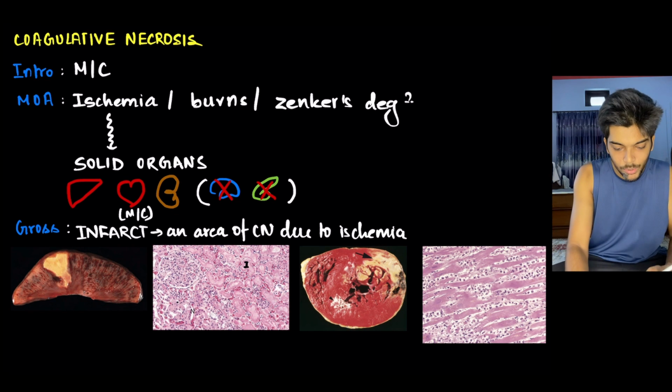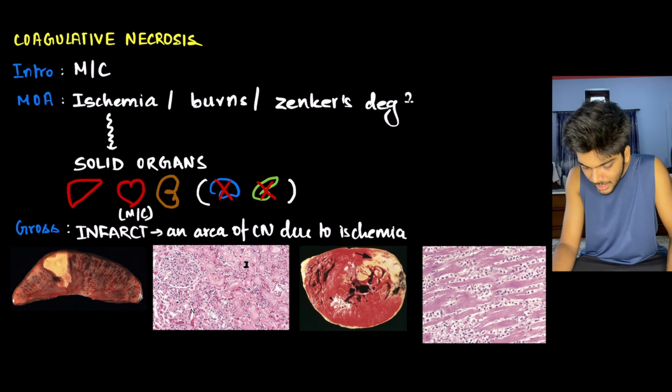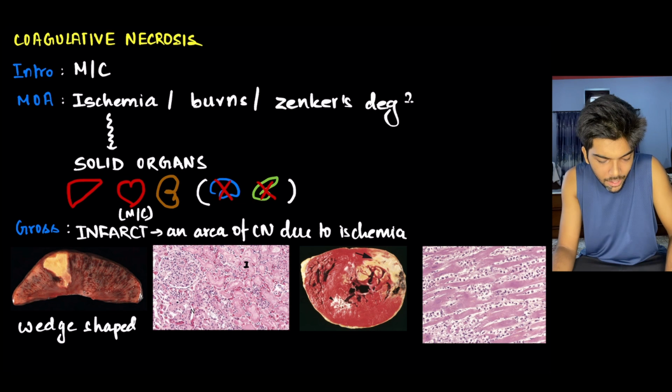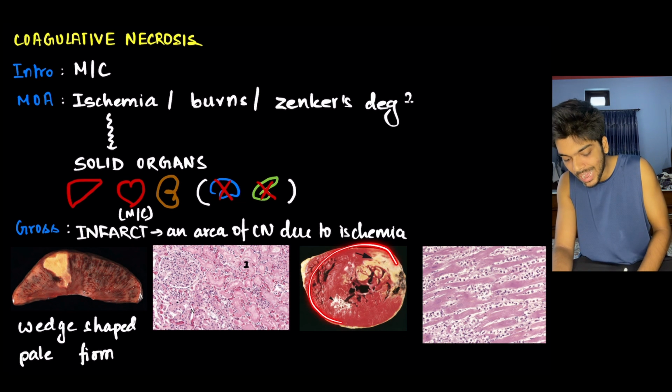Simple. First, your renal infarct. So your renal infarct is wedge-shaped. It is pale. And in terms of consistency, it's firm. Next, the most common organ, the heart.